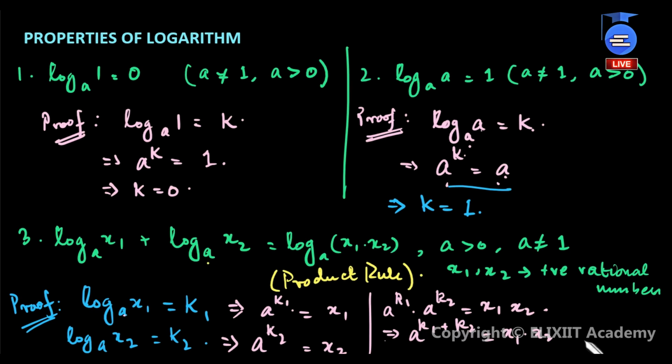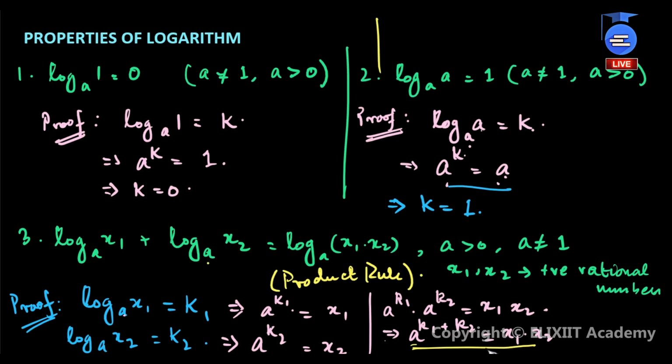Right. So what we can say from here? A to the power k1 plus k2 is equal to x1 into x2. This is the exponential format, the exponential format of powers, in terms of anti-log. Again, convert this to log. I don't want to scroll down, so I'll do it over here itself. So we have a to the power k1 plus k2 is equal to x1 into x2.